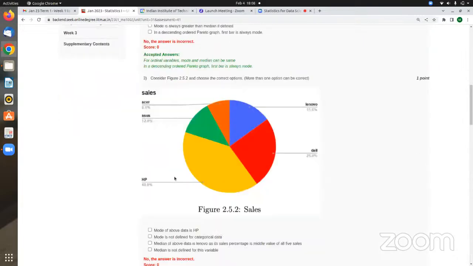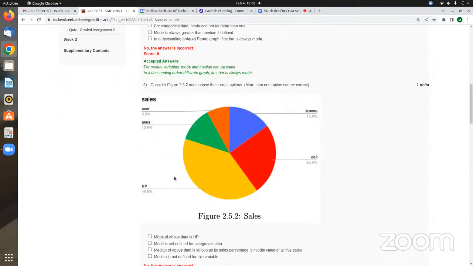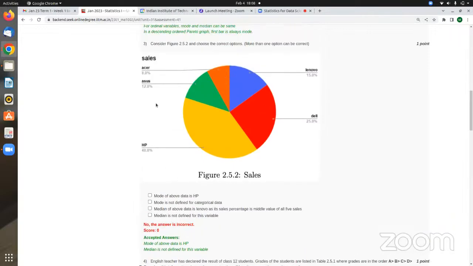Okay, so now this question. This is sales: Acer, Asus, HP, Lenovo, and Dell. The answer is: the mode of the above data is HP and the median is not defined for the variable. First of all, if I wanted to tabulate this data, how will I tabulate it?